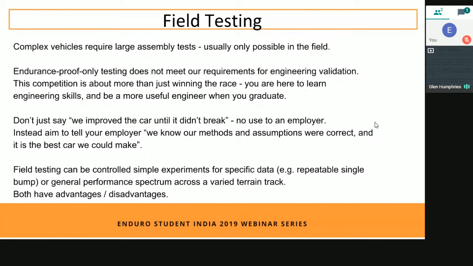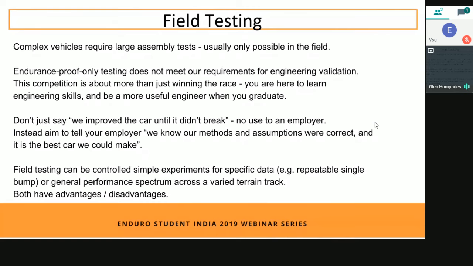We can also do field testing across a complete track, covering a wide range of terrain over a long lap. That's also useful, but for those sort of tests, we're looking at a general spectrum. We're saying over an entire lap, the car does this, or the car does that, or the car spends more time in a lap at high revs than low revs, or the car spends more time cornering than braking. It's general spectrum data that we're looking for there. So both of those have advantages and disadvantages.